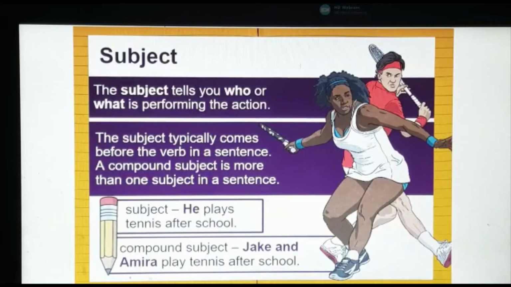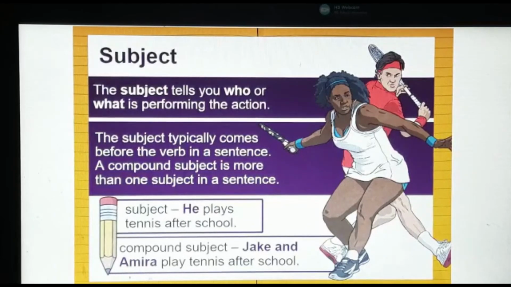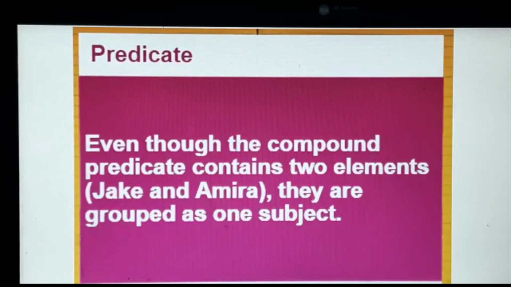Same way, in our compound subjects, we have more than one subject, which is Jake and Amira. Here, the doing verb is play. So, right before play, whatever words are there, those are our compound subjects. Now, in our sentence, we had Jake and Amira. When these two are grouped together, they become one subject. Even if there are two elements in our subject, it will be said as one subject.